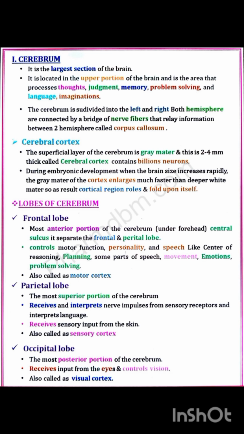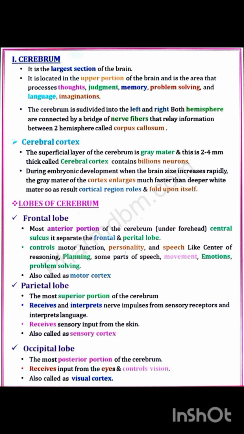Next, lobes of the cerebrum: frontal lobe, parietal lobe, occipital lobe. Frontal lobe: it is the most anterior portion of the cerebrum, which is under the forehead. The central sulcus separates the frontal and parietal lobes. It controls motor function, personality, and speech, like the center of reasoning, planning, some parts of speech, movement, emotions, problem solving. It is also called the motor cortex.